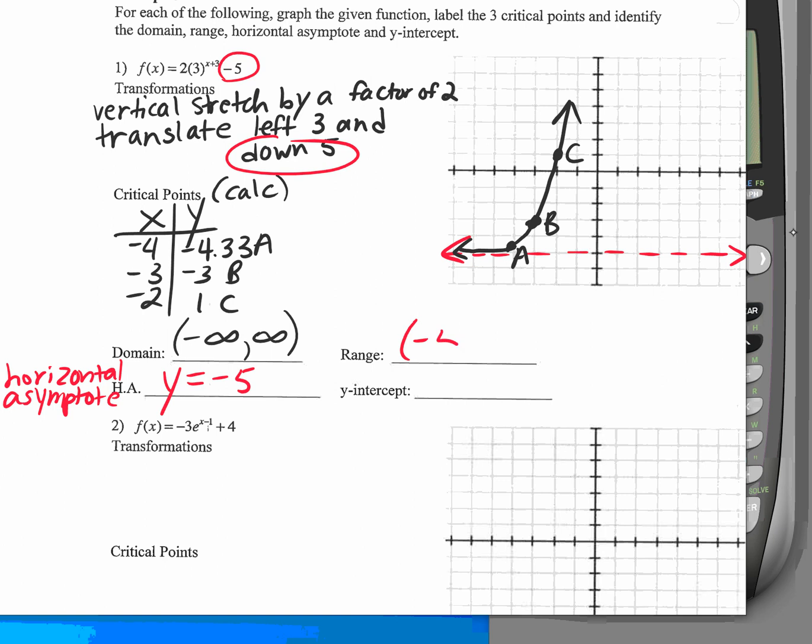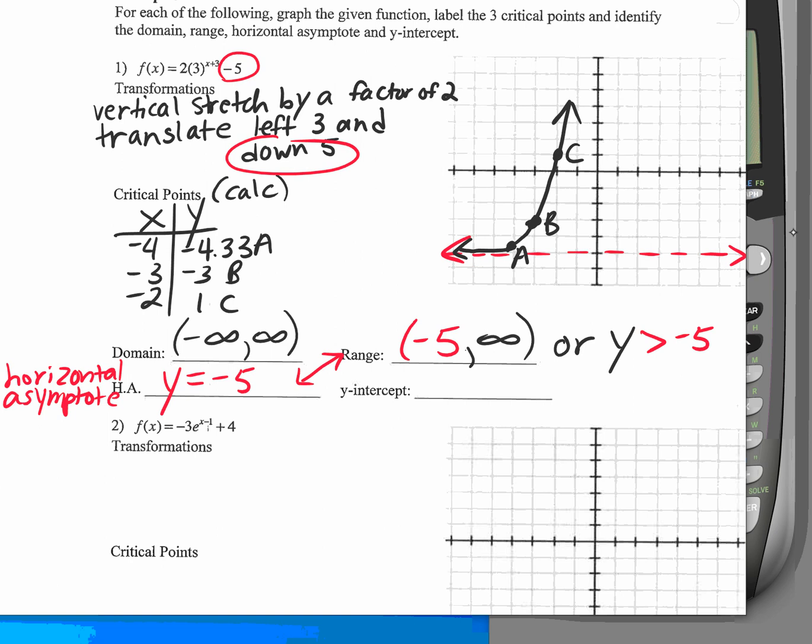Notice I'm using parentheses here because of the asymptote line. It gets really, really, really close to -5, but it doesn't touch -5. So you want to put the -5 there with a parentheses because it's not included. Or your other option would be y is greater than -5. Notice the number in the range and the horizontal asymptote match up.